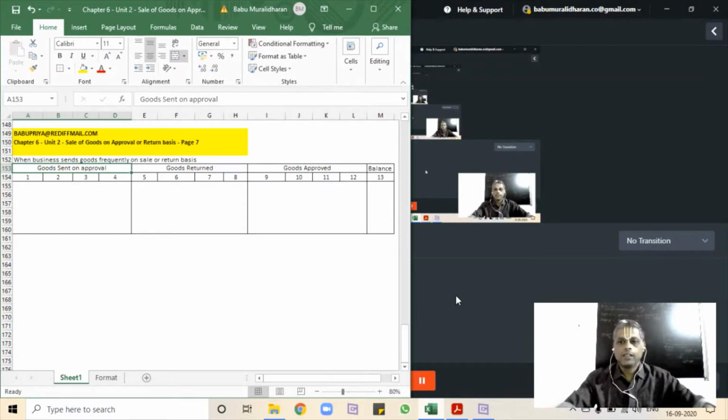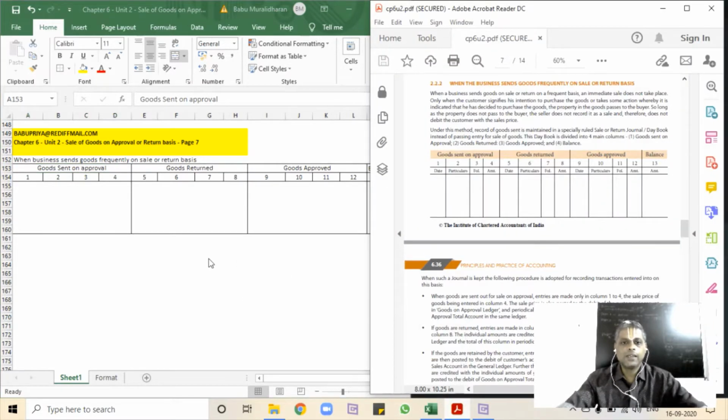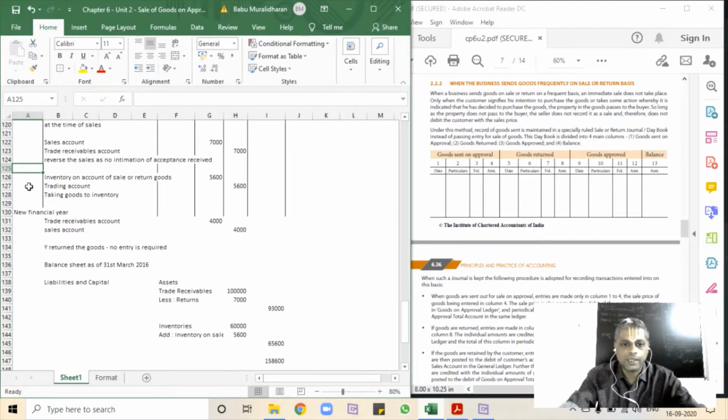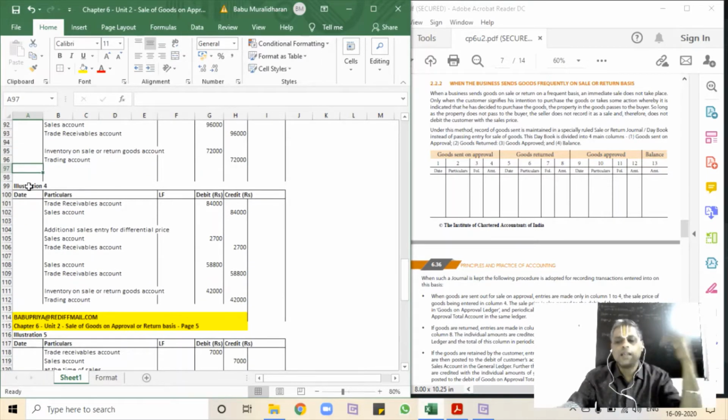Let's continue with sale of goods on approval or return basis, and let's try to cover the other two aspects of sale of goods on approval or return basis. First is when the goods are sent frequently. Earlier, we saw one instance where goods are sent to a customer regularly, on a regular basis.